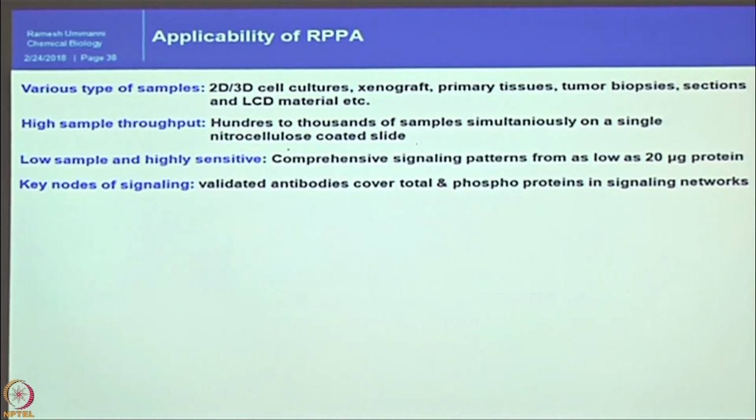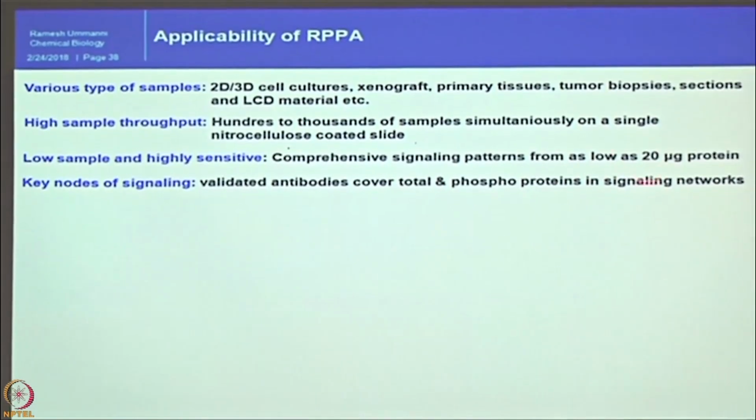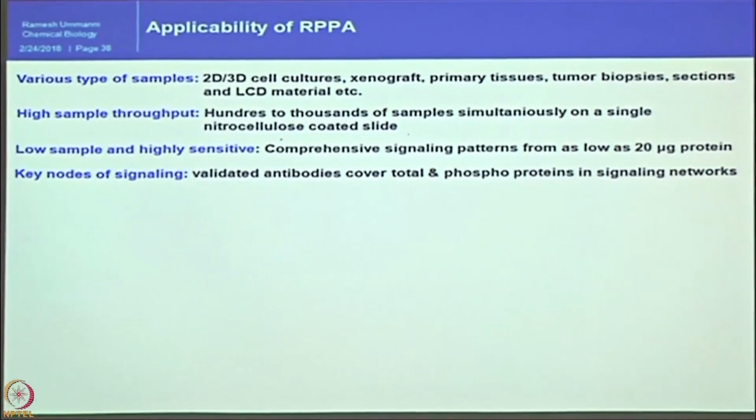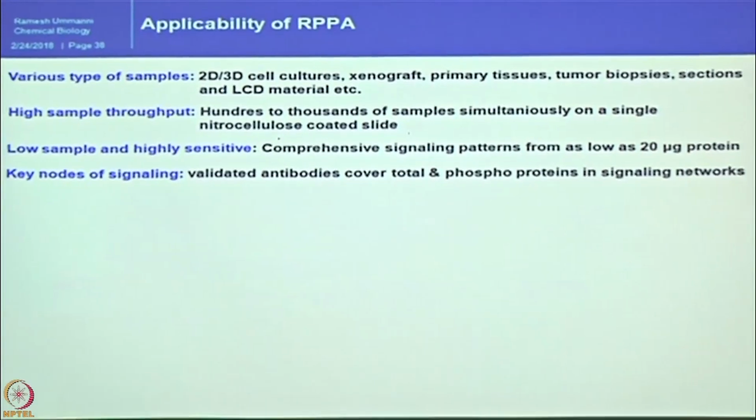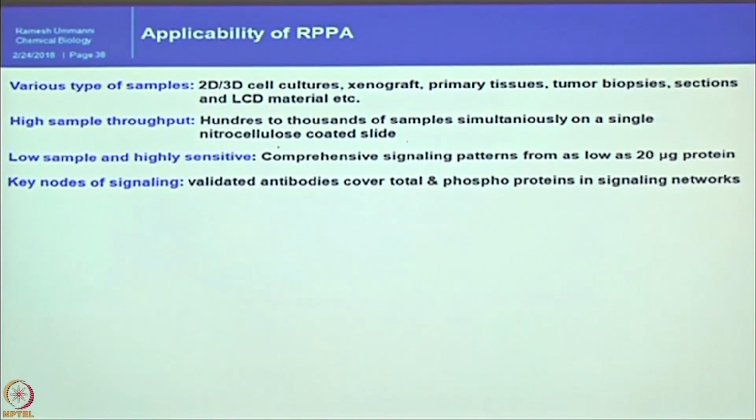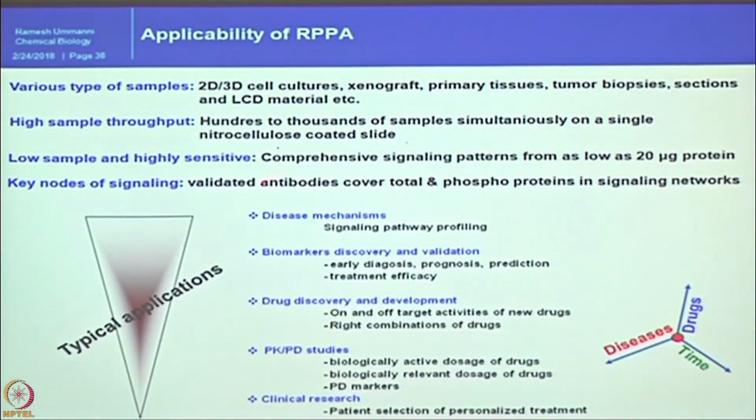The key nodes of signaling: validated antibodies cover total and phosphoproteins, so that you can reconstruct the signaling networks when you stimulate the cells with certain factors or drugs and so on. So for typical applications, you can use this approach for disease mechanisms, signaling pathway profiling, biomarker discovery and validation, particularly for early diagnosis, prognosis, prediction, treatment and efficacy, and drug discovery projects like on and off target activities of new drugs.